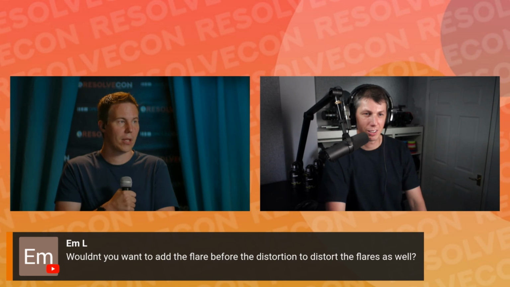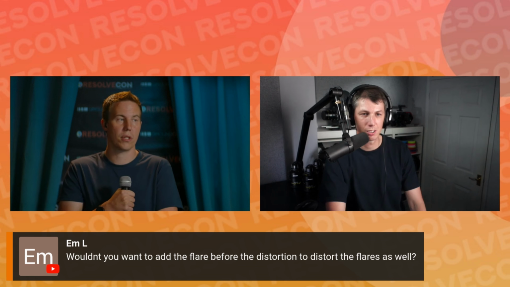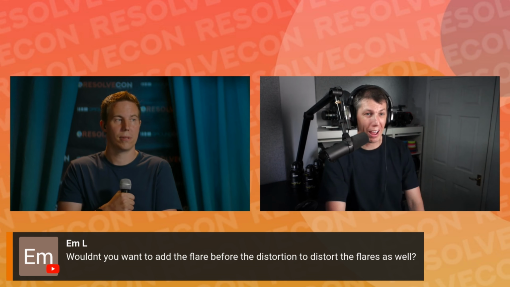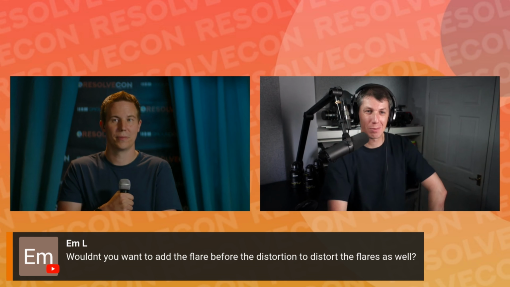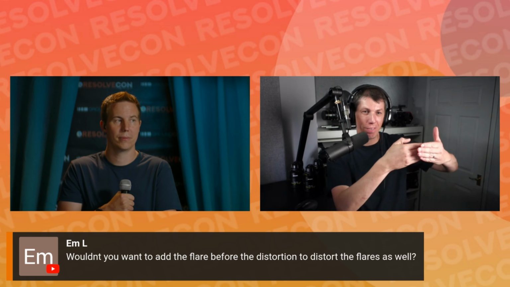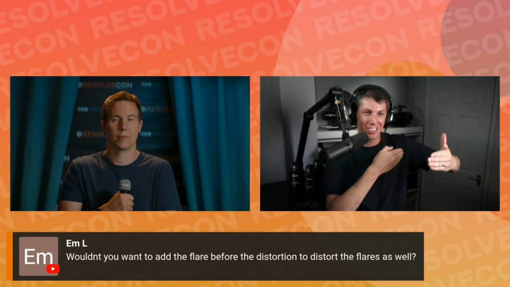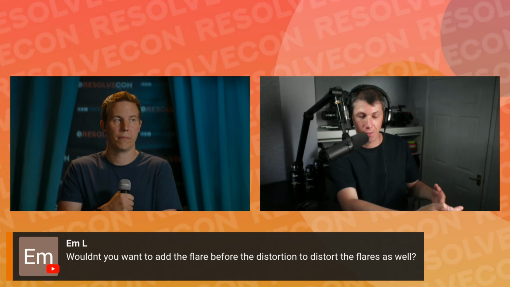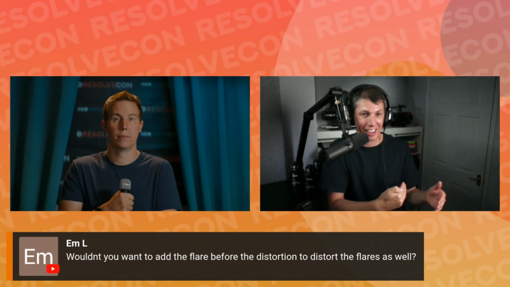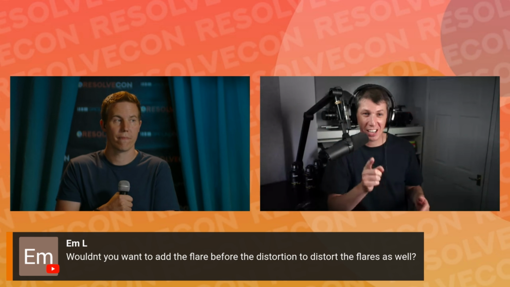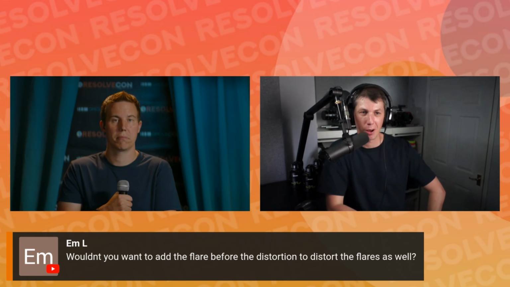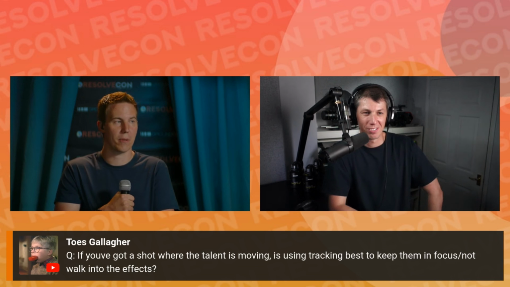Wouldn't you want to add the flare before the distortion to distort the flares as well? That's a good question. I'd actually have to go look at some anamorphic footage, because it depends on where the flare happens in the optical path, whether it inherits the distortion. There are some lenses that have their anamorphic blocks at the front, and lenses that have their anamorphic blocks at the back. So yes, if you were trying to emulate flare that was affected by the distortion of the lens, then you'd want to put it in a different part of the image. Interesting. I never thought about that.